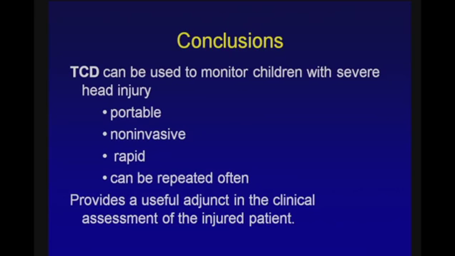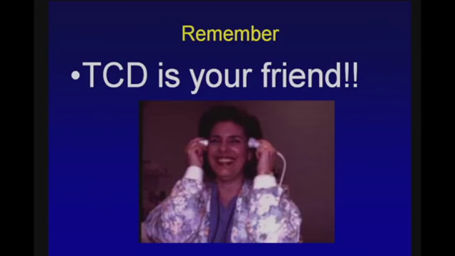So in conclusion, I hope I've shown to you that transcranial Doppler can be used to monitor children with severe head injury because it's portable, non-invasive, rapid, and can be repeated often. It provides a useful adjunct in many clinical assessments of not only the injured patient, but the patient after vasospasm, after hydrocephalus, and after stroke. Remember that transcranial Doppler is your friend, and try to use it as often as you can. Thank you.